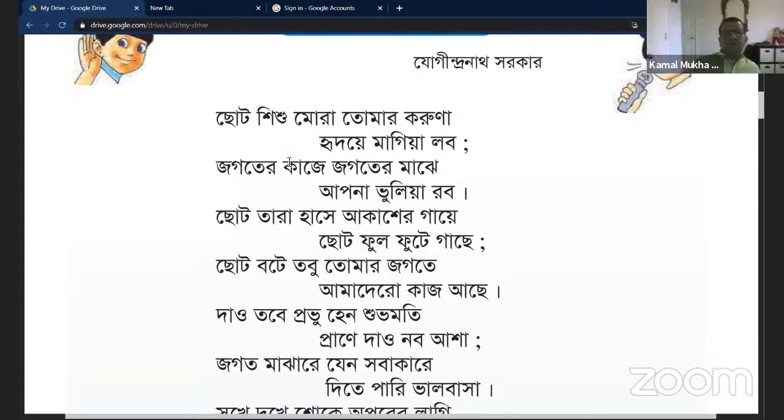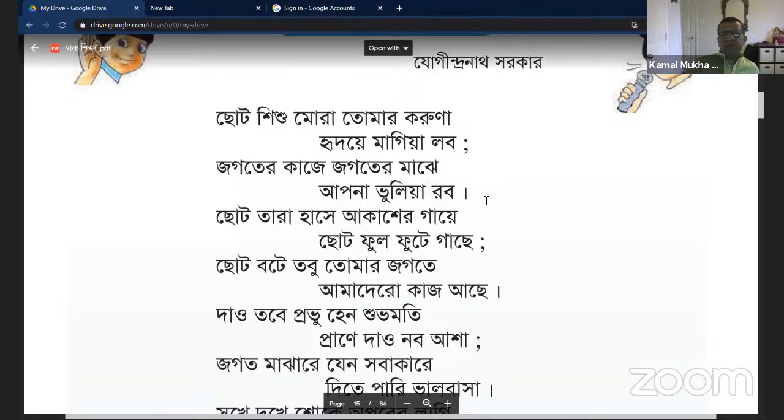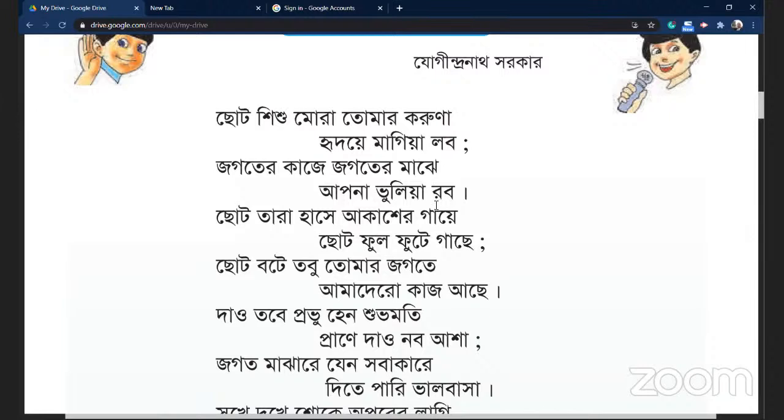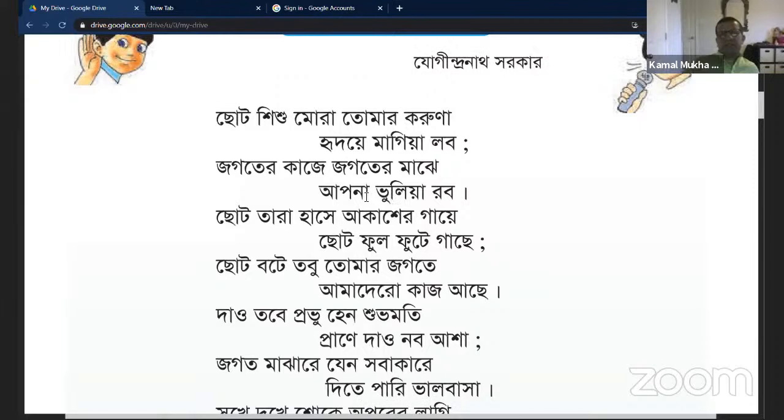Jagater majhe, jagater kaje, in my work, in this world. Jagater majhe means in this world, jagater kaje, for the welfare of this world, to execute my duty, apona bhuliya robo. I will forget everything else, but I will get your mercy. Choto shishu mora, we are the small children. Tomar koruna, your mercy, hridoye magiya lobo, I will get your blessing within my heart. And what I will do, work in this world, jagater kaje and jagater majhe, apona bhuliya robo, I will forget myself in my duty like that.